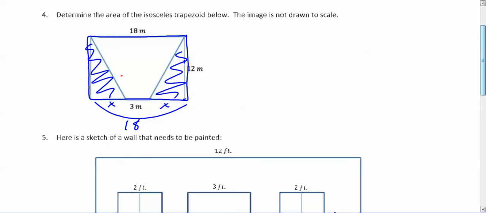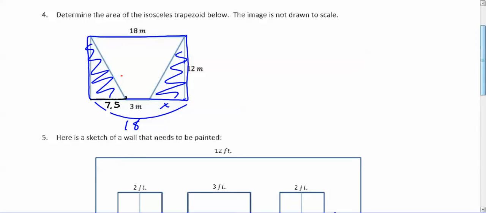So we've got to take 18 minus 3 would give us 15 unaccounted for meters, right? So divide that by 2 because it's in 2 sections. What would each section be? What's 15 divided by 2? 7.5. Yep, that took a while to load. Okay, so each section would be 7.5.